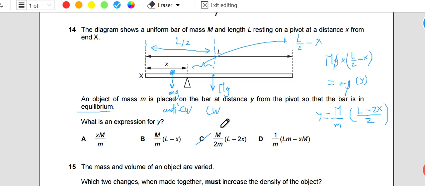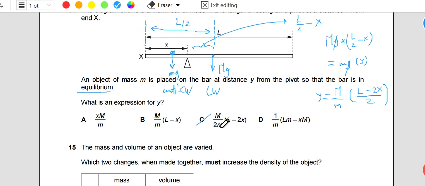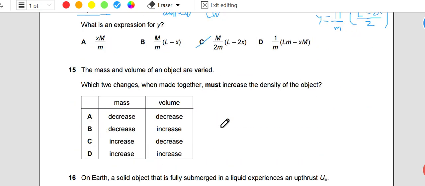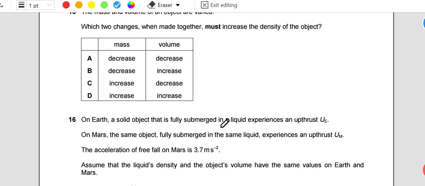The mass and volume of an object are varied. Which two changes, when made together, must increase the density of the object? Certainly increase mass and decrease volume.